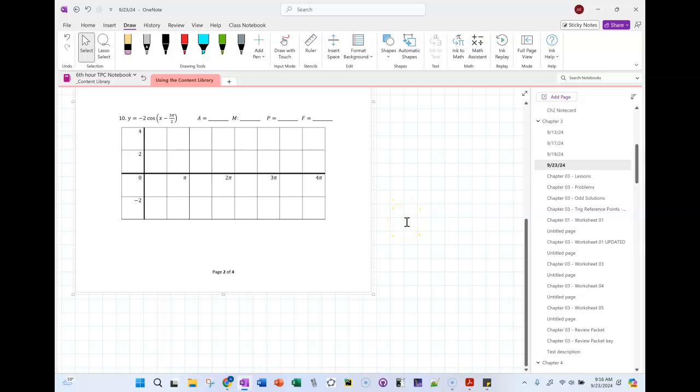So, first thing we want to do is identify our values for A, C, H, and K. What is our A? -2. What is our C? 1. Notice the leading coefficient on the X is just 1, so the C is 1. Great. What's the H?